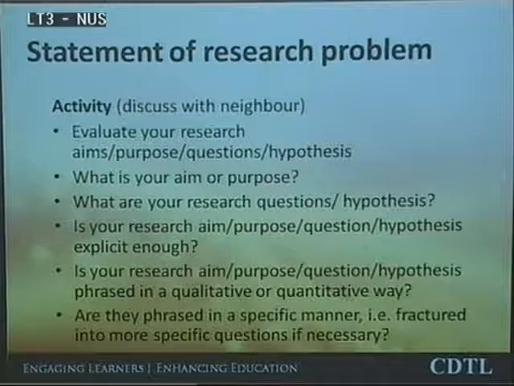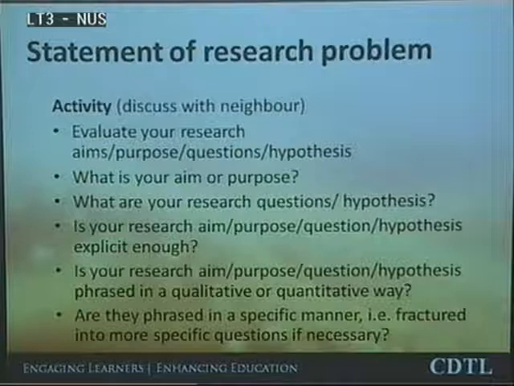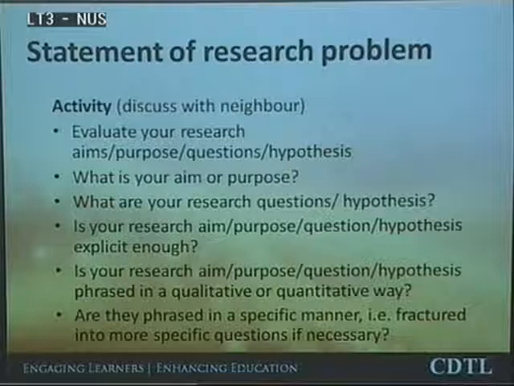The reason for this is I want you to internalize what I said earlier on. I want you to apply it and look at it, and you can also ask me questions if you're not sure. So just a couple of minutes. Could you look at your own research question, your own hypothesis, your own problem statement? Could you do that?